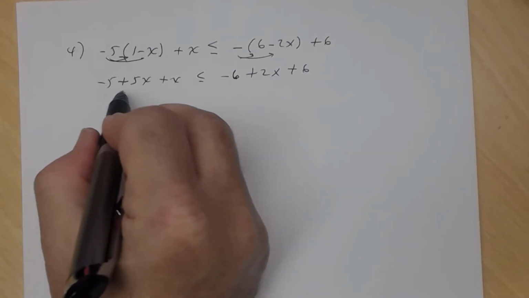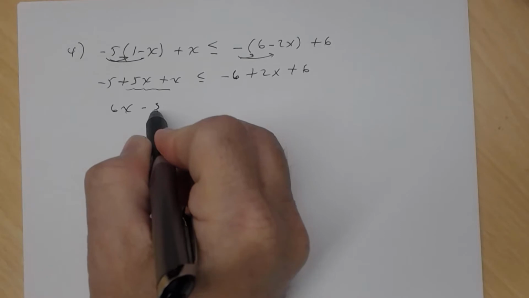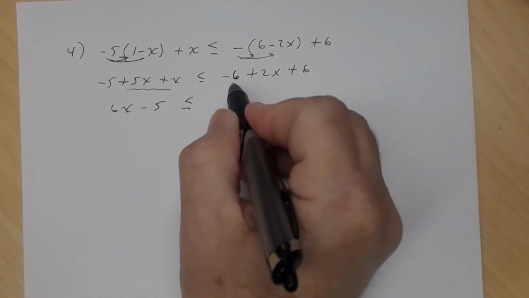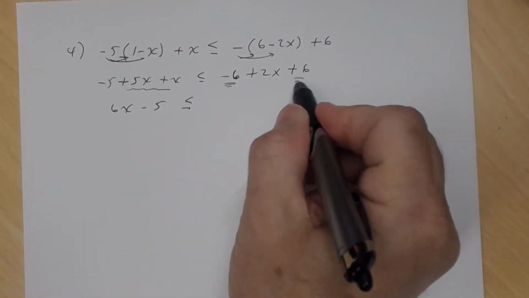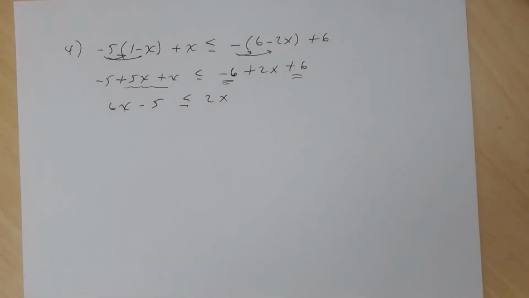Now, combine like terms. 5x and x is 6x. I get 6x minus 5 is less than or equal to, now a negative 6 and a positive 6 is 0. So I'm left with 2x. All right, so that's where I'm at.